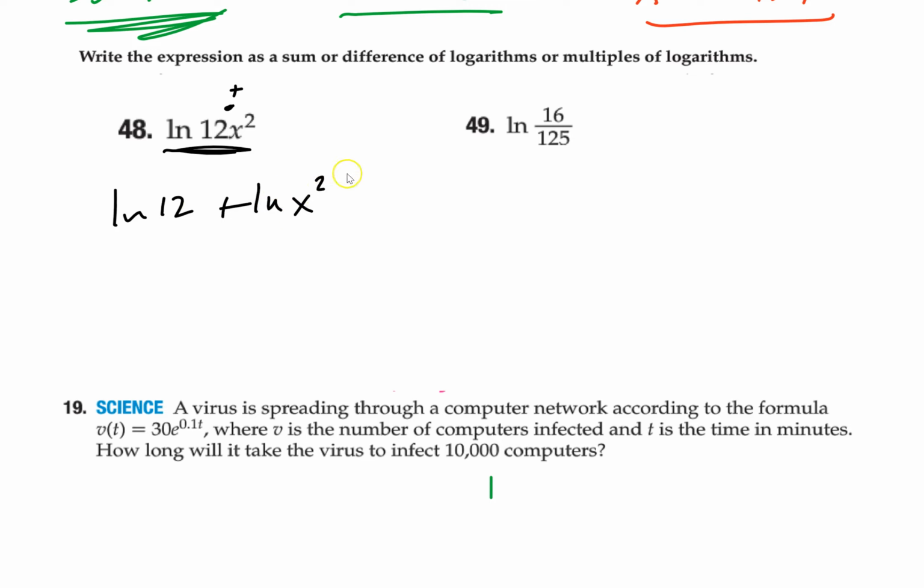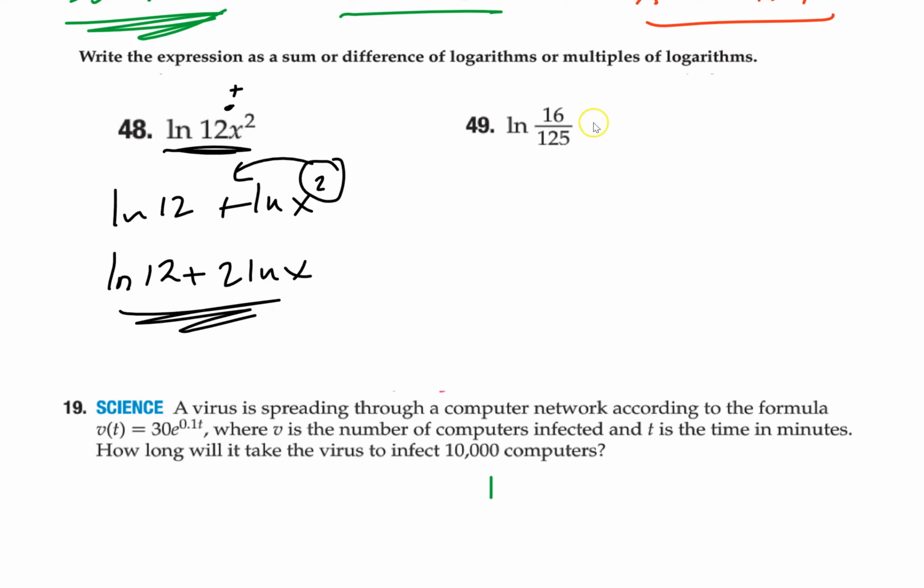Don't forget one last thing. This is not fully condensed yet. You gotta do my favorite rule. Bring that power to the front of the natural log, this one here. So natural log of 12 plus 2 natural log of x. Now you're fully condensed. Over here, divide means subtract.